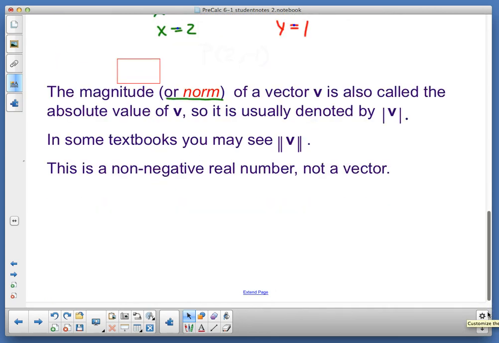Now, we're looking at the magnitude or norm of a vector. The magnitude of V is also called the absolute value of V, so it's usually denoted by the absolute value of V. In some textbooks, it's a double absolute value, just to show you that you're looking at the norm or the magnitude of it. Really, it's the principal value, the positive square root, so this is a non-negative real number.